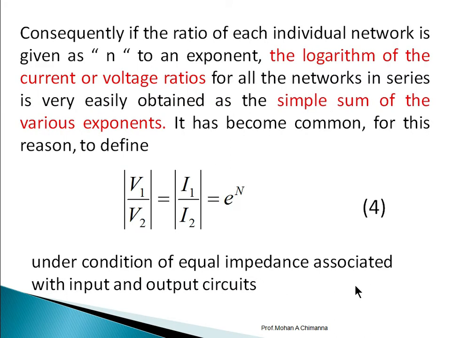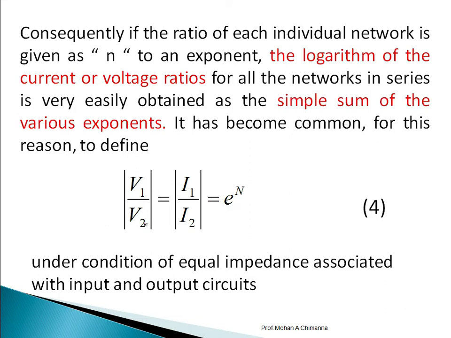Next, consequently, if the ratio of each individual network is given as n to the exponent function, then the logarithm of the current or voltage ratio for all the networks in series is very easily obtained as the simple sum of the various exponents. So it has become common for this reason to define V1 upon V2, which is equal to I1 upon I2, which is equal to e raised to n.